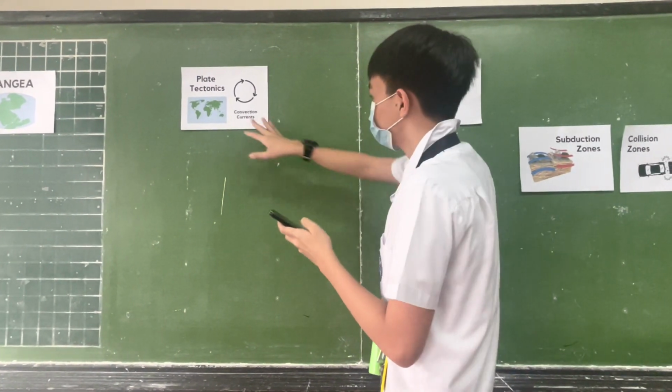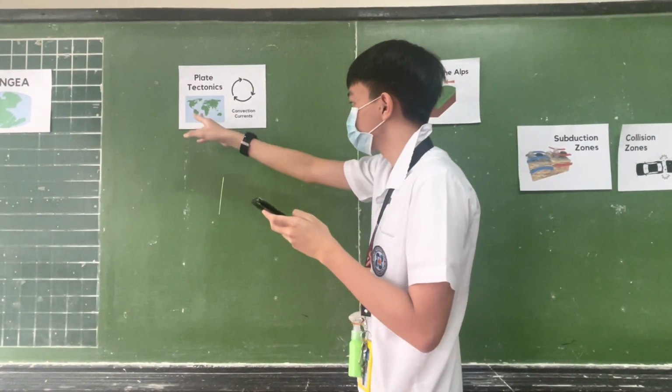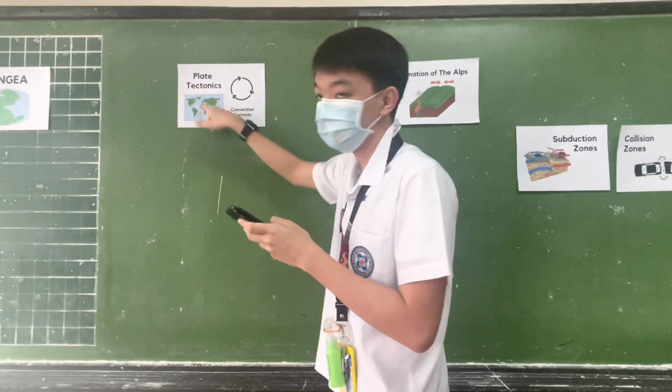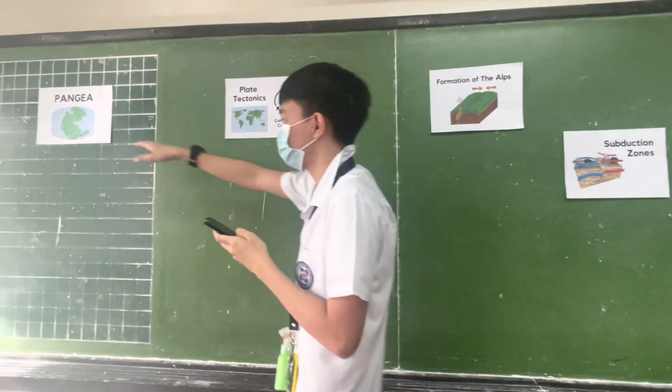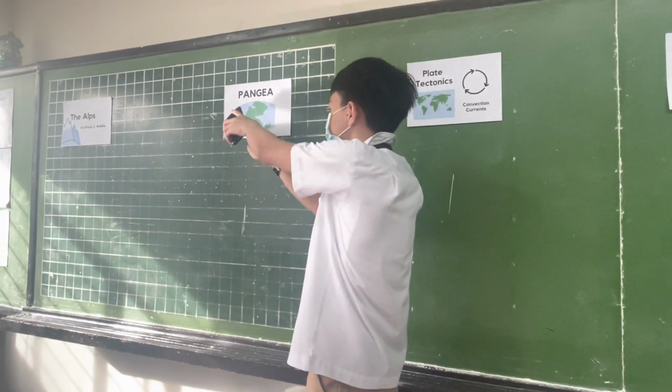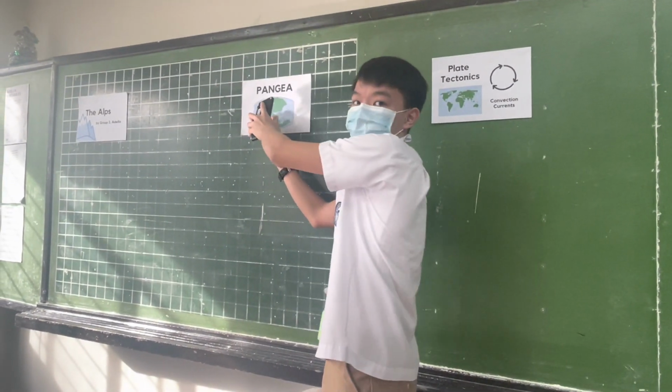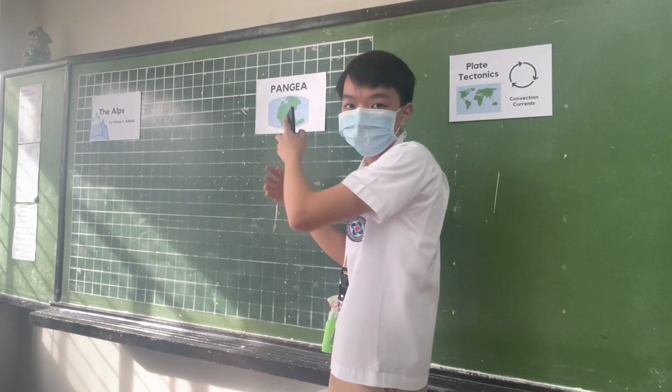So imagine this. Now, the convection currents are constantly like a conveyor belt moving these plates. And let's say, for example, in this illustration, they eventually split apart over a long period of time.